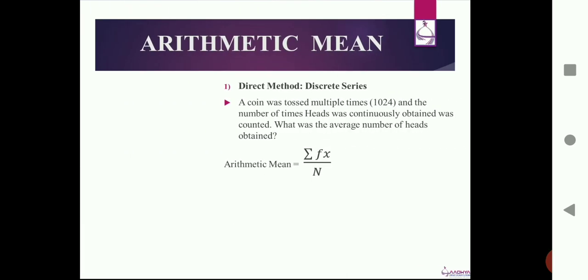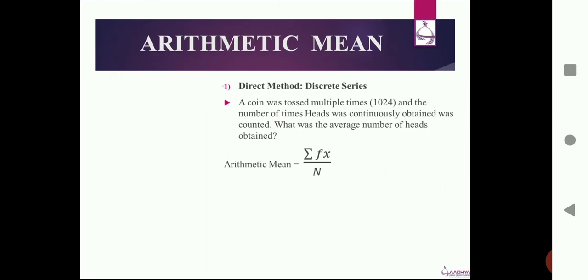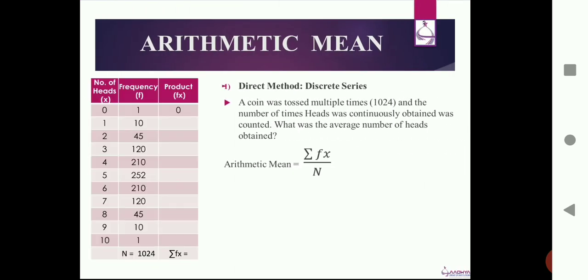Now let's go on to calculate direct method discrete series data. So direct method, when we calculate average income, we multiply the frequency with the observation. We sum those products and we divide it by the number of observations, which is given in the mean formula on the right side. So let's calculate this. The first observation is 0. We multiply it by the frequency of 1, which gives us the product as 0.